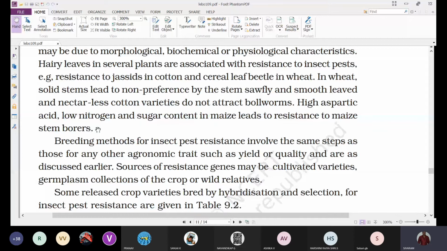So if you produce stems with high aspartic acid and low nitrogen content and low sugar content, we have made a certain change in the genetic composition such that the stem can store more aspartic acid, and low nitrogen compounds and low sugar content. As a result, the maize plant can be protected from infestation with the stem borer.